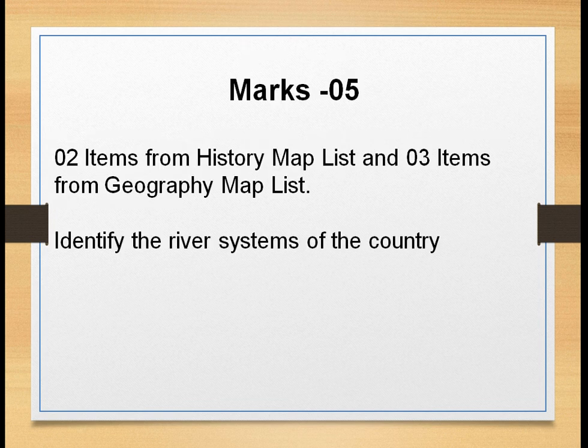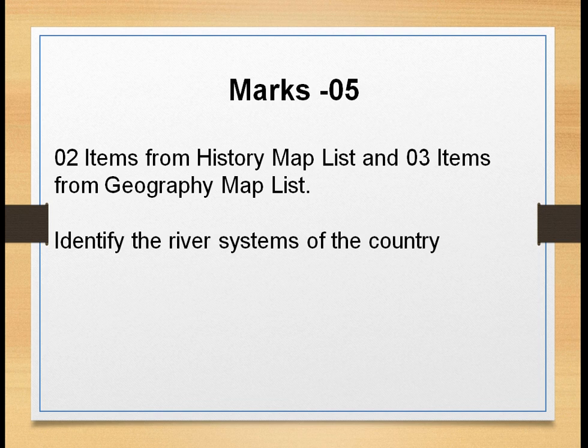So a 5 marks question is going to be there. 2 items from the history map list and 3 items from geography will be there. So for the geography side, from this chapter, identify the river system of the country. As I had given the river Ganga, few students did the map work very well and few just missed out the 3 marks.